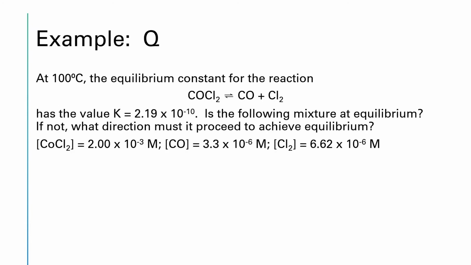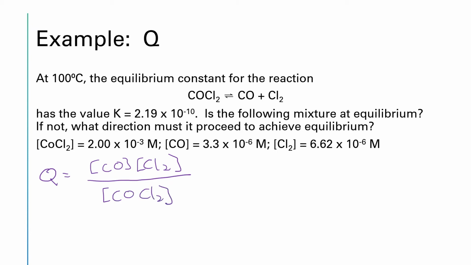Let's take a look at this example that involves Q, the reaction quotient. We're given the reaction between COCl2 and carbon monoxide and chlorine, and we have an equilibrium constant value of 2.19 times 10 to the negative 10th. Is the following mixture at equilibrium? If it's not at equilibrium, what direction does it have to go to reach equilibrium? So let's write out our Q expression. Q will be equal to CO times Cl2 divided by COCl2.